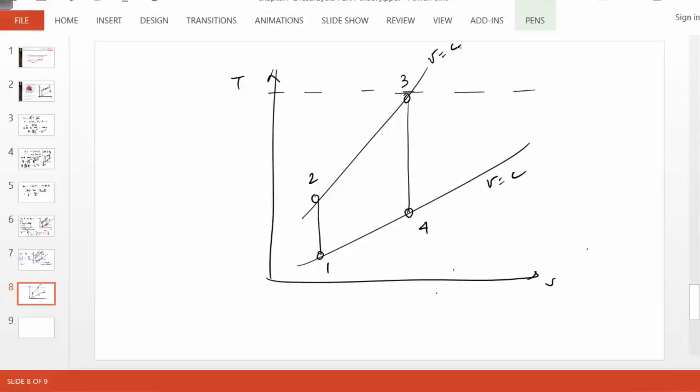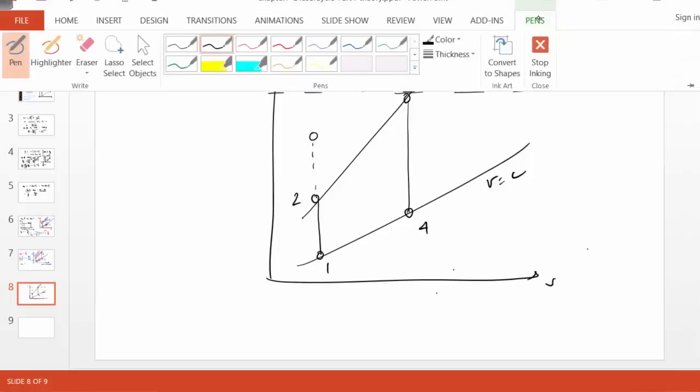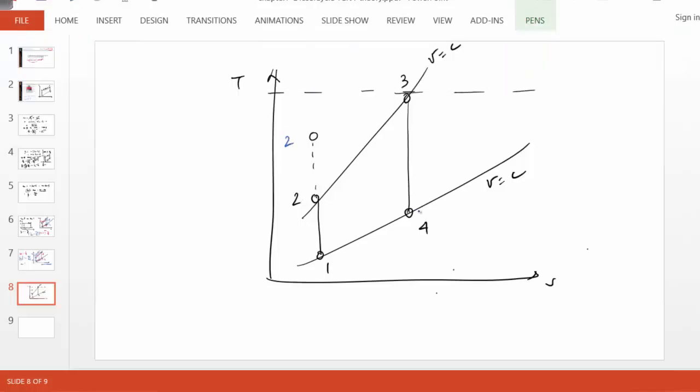How will our diesel cycle look? In a diesel cycle, same initial condition, but compression ratio is way higher. So this will probably be, let's do it in a different color, this will be the diesel cycle. And from 2, it is a constant pressure line. Remember that, right? The constant pressure lines are much less steep than constant volume lines. So probably the line is like this.